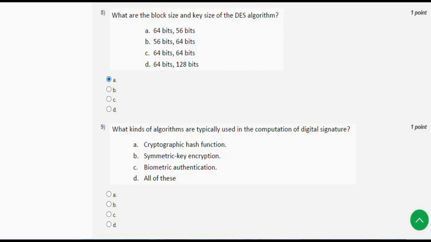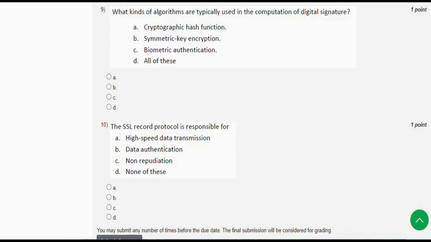Now get into the next question, question number 9. What kinds of algorithms are typically used in the computation of a digital signature? Options are cryptographic hash functions, symmetric key encryption, biometric authentication, all of these. Here option A, cryptographic hash function will be the answer. Okay, so I select option A.